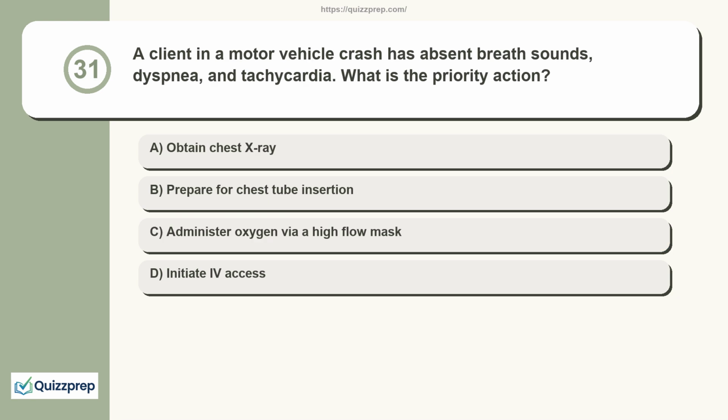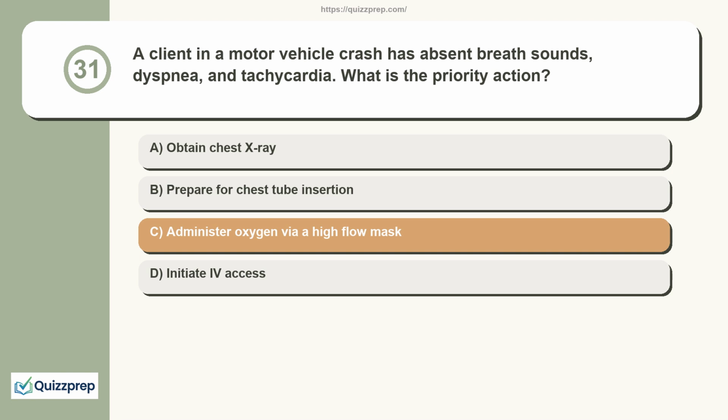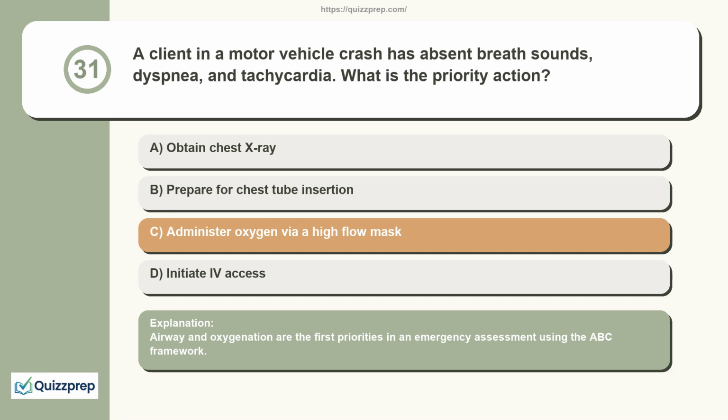Question 31. A client in a motor vehicle crash has absent breath sounds, dyspnea, and tachycardia. What is the priority action? Obtain chest X-ray. Prepare for chest tube insertion. Administer oxygen via a high-flow mask. Initiate IV access. Airway and oxygenation are the first priorities in an emergency assessment using the ABC framework.